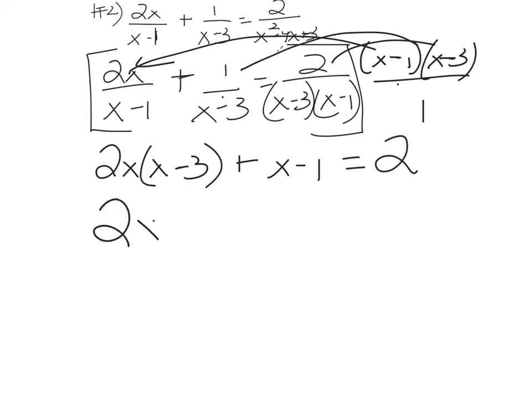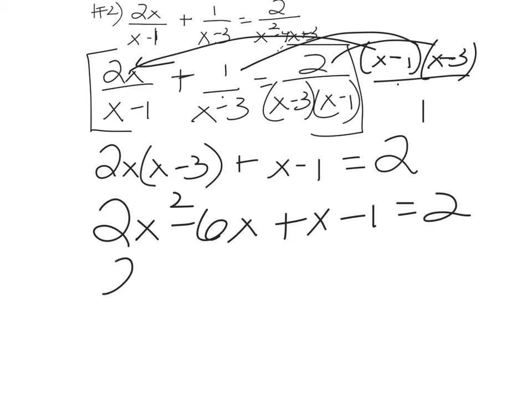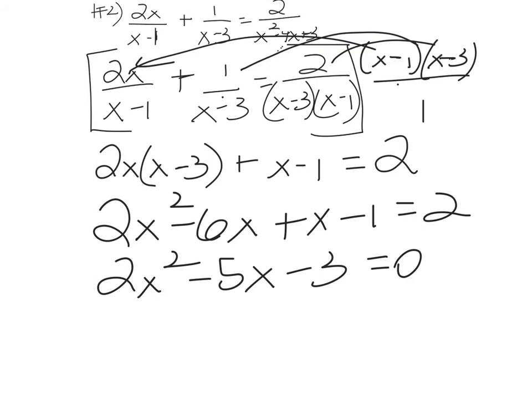All right, we get 2x squared minus 6x plus x minus 1 equals 2. 2x squared. I have a negative 6x and a positive x make negative 5x. And then I subtract 2 over and get minus 3. And now I need to factor this.